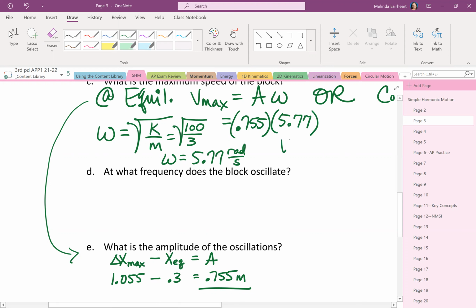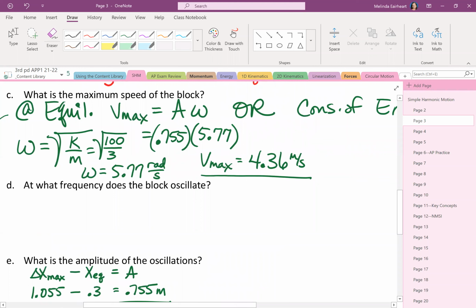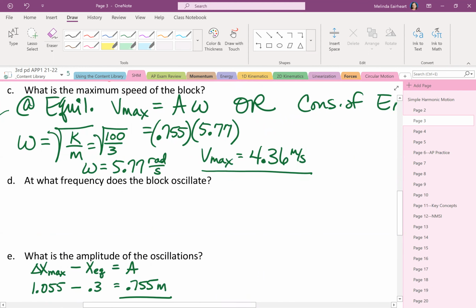So times 0.755. And I get 4.36 meters per second. Good on that? And so challenge, try conservation of energy. See if you get the same thing, okay?